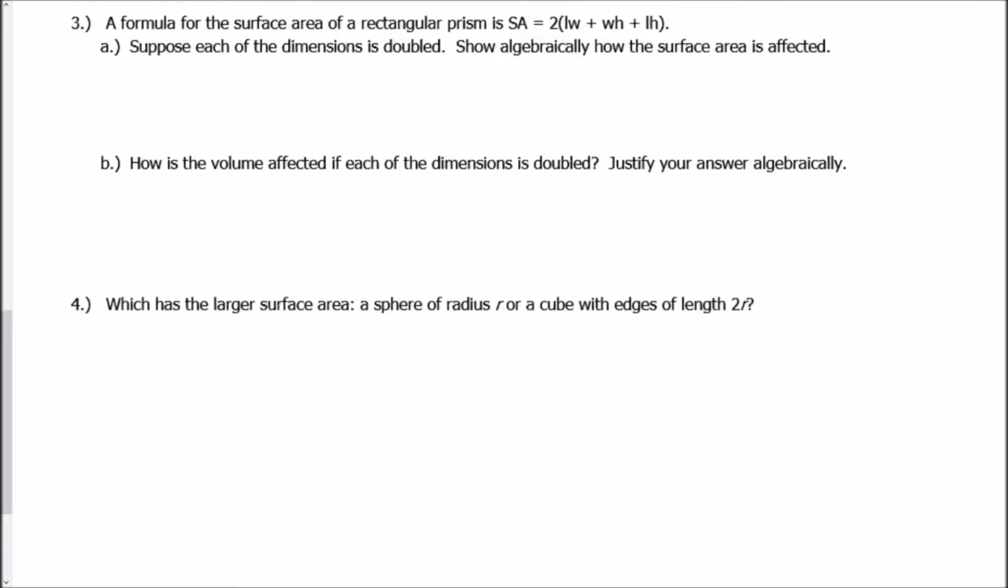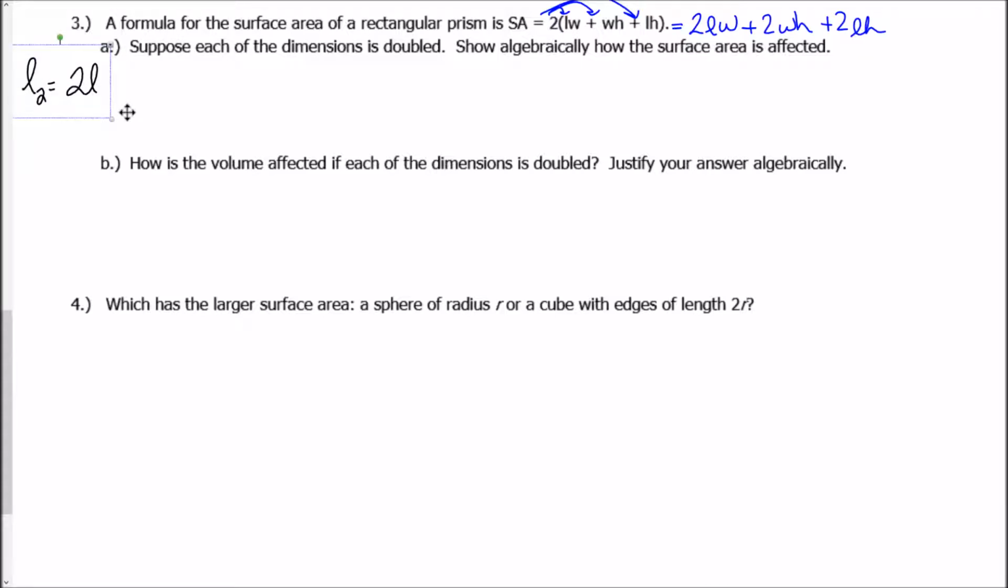Before we do anything at all, I just want to write out right here. I want to distribute this 2 so we can see what's happening here. So this would be 2LW plus 2WH plus 2LH. So if I suppose each dimension is doubled, I want to see how the surface area is going to be affected, okay? So first thing is, instead of the length right here, our new length is going to be twice as much as the original length, okay?